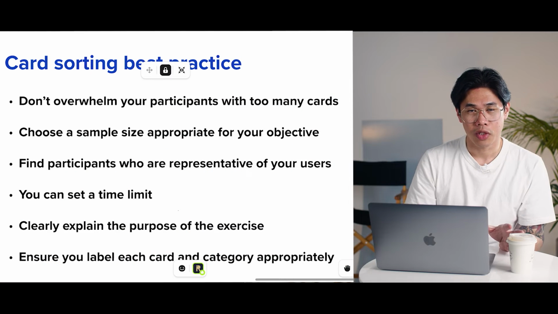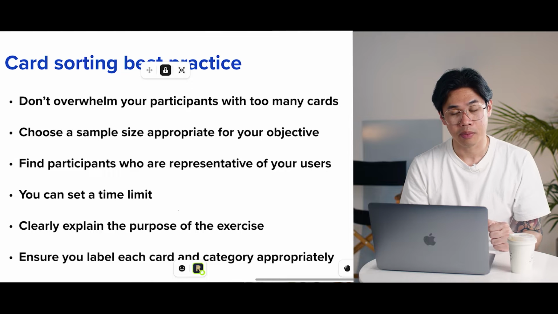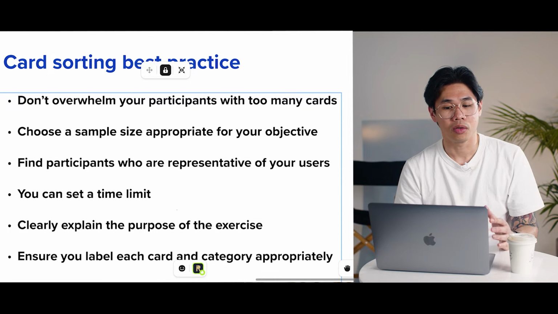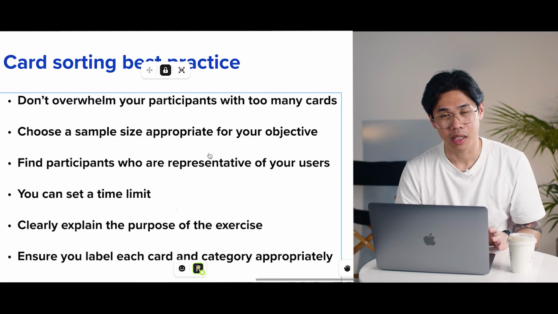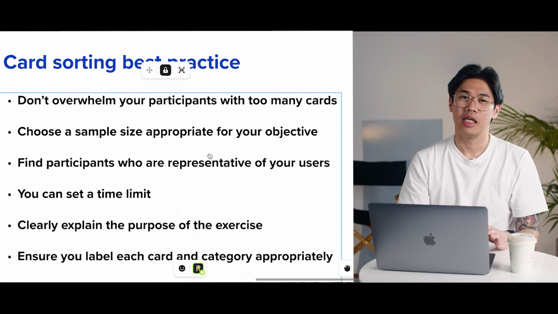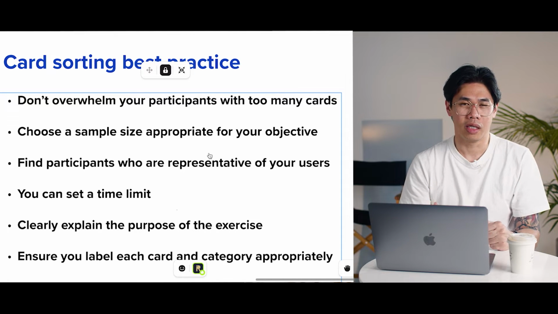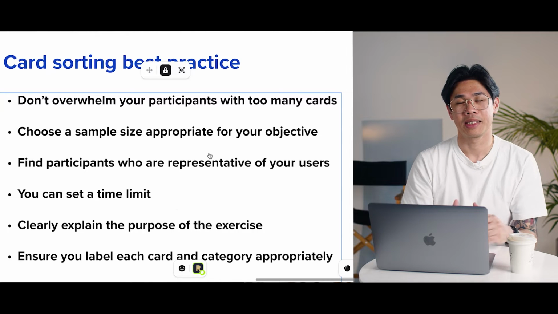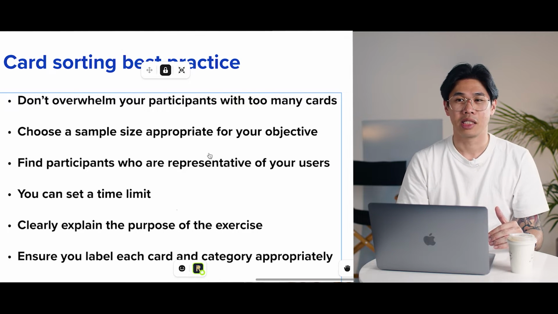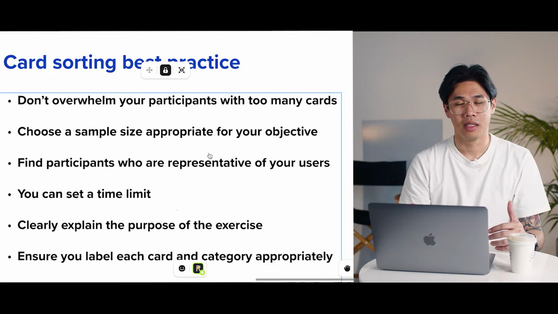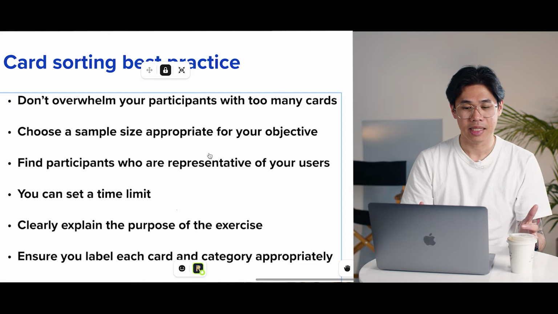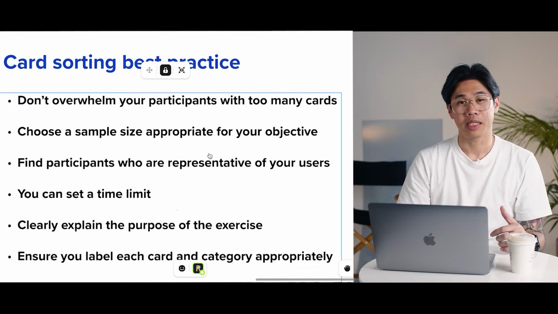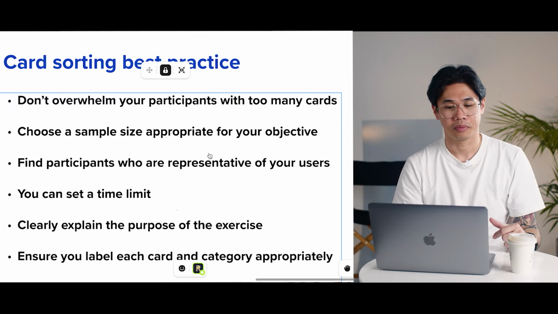I wanted to share with you some of the card sorting best practices out there. So one of the tips is really don't overwhelm your participants with too many cards. You want to keep it quite simple. Again, if you're in a room of, I don't know, 5, 6, 7 people, you want to make sure that everyone has the same level of comprehension despite how much they know about the product or the business. You want to make sure that everyone's at the same level. So don't overwhelm your participants with too many cards.